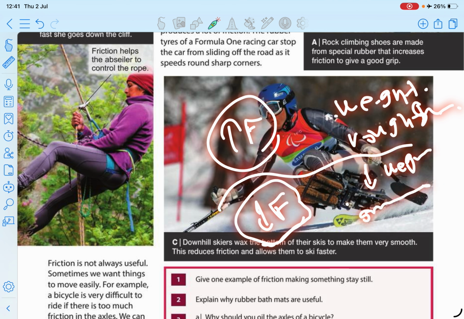Think about, you need to move a cupboard, you cannot move that cupboard because the force that you created is not enough for moving it, because there is an equal amount of friction. In that case, you need to reduce the weight of the cupboard. Otherwise, you need to make smooth surfaces on the cupboard and the floor.